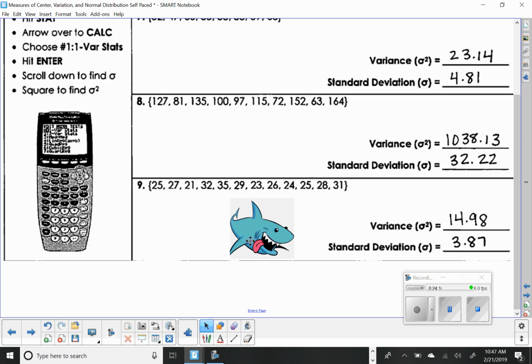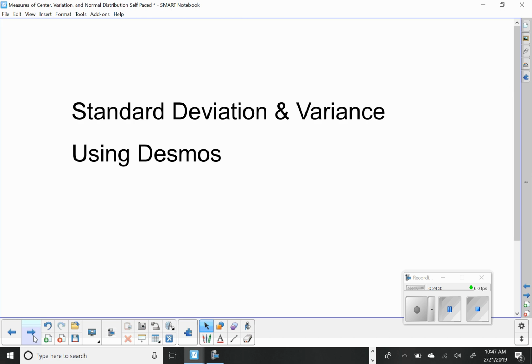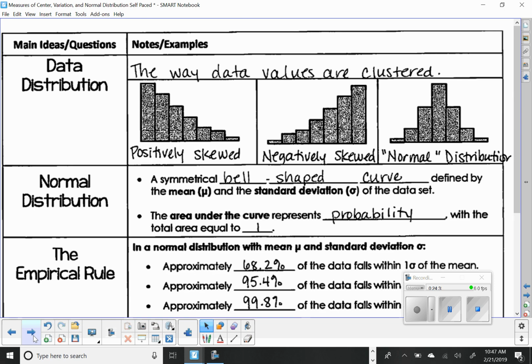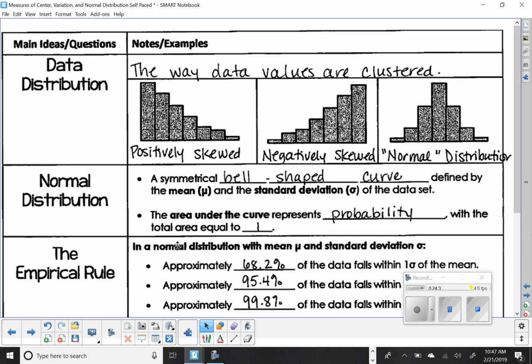Okay, again, I know it works using the calculator. I'll have to investigate why variance and standard deviation on Desmos wasn't working. All right, and I will get back to you. Continuing on with your notes, however, we're up to standard deviation and variance using Desmos. Already did that. Data distribution.